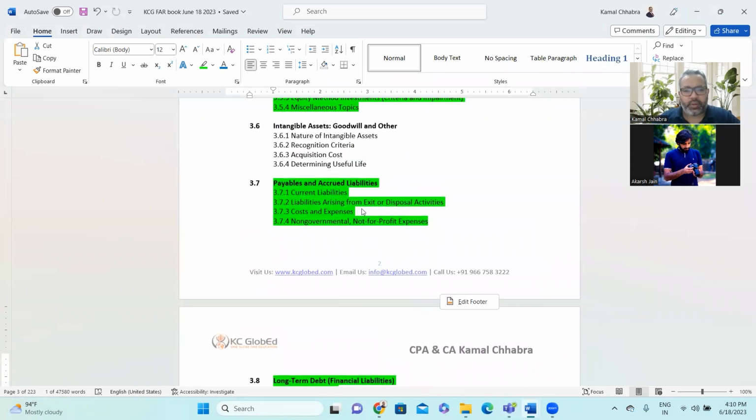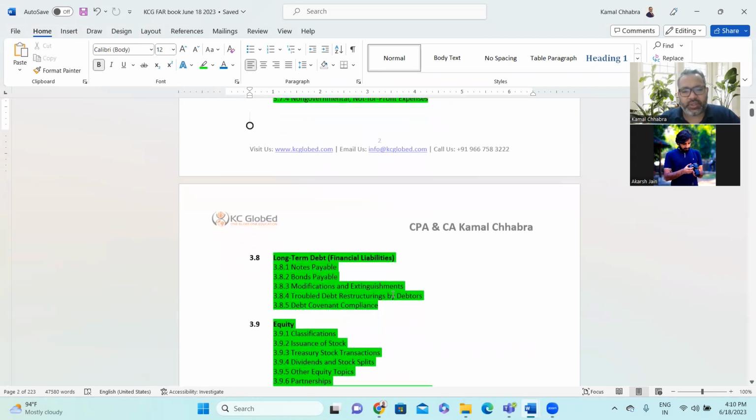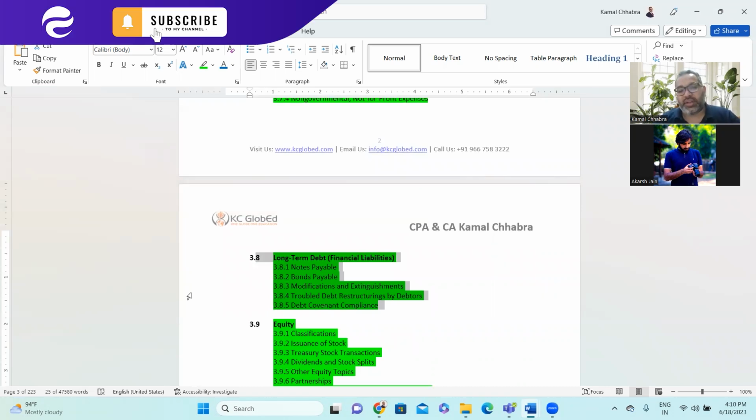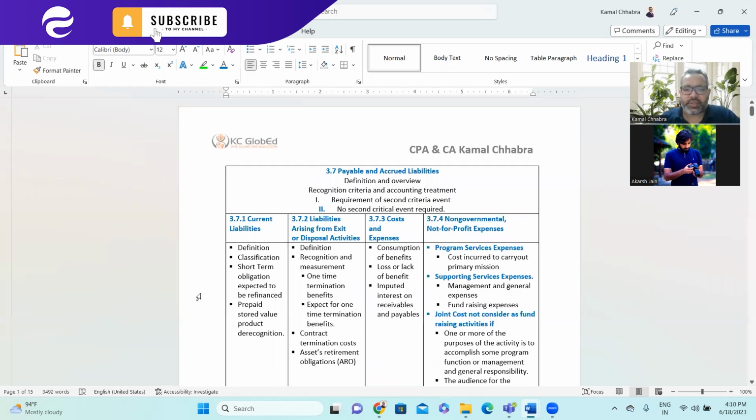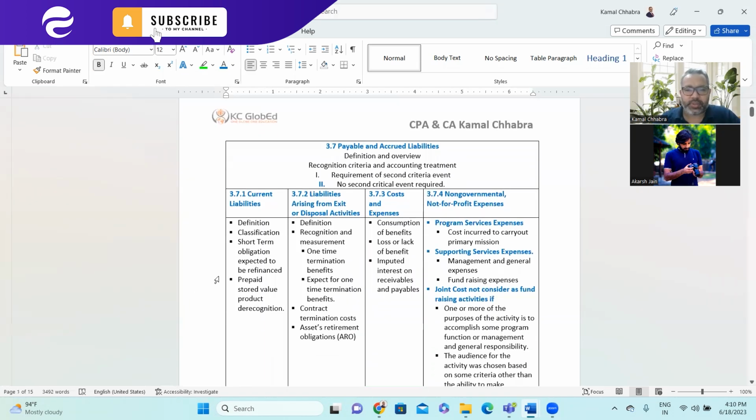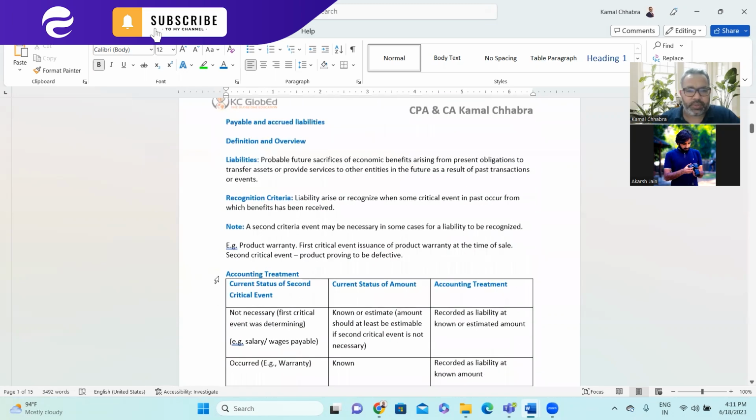Right. So we are in 3.7, payable and accrued liability. Current liability is done, liability arising from exit and disposal activity is done, and non-governmental not-for-profit expense is also done. So we'll be covering cost and expense. Then we'll invest our time in understanding in more detail about long-term debt, which includes notes payable, bonds payable, modification, extinguishment of debt or payables, and then troubled debt restructuring and debt covenant compliance requirements. So let's jump into the first one, cost and expenses, which is left over from the 3.7 topic.